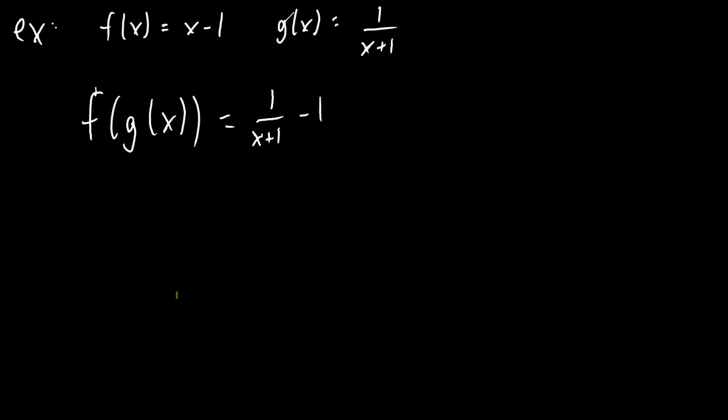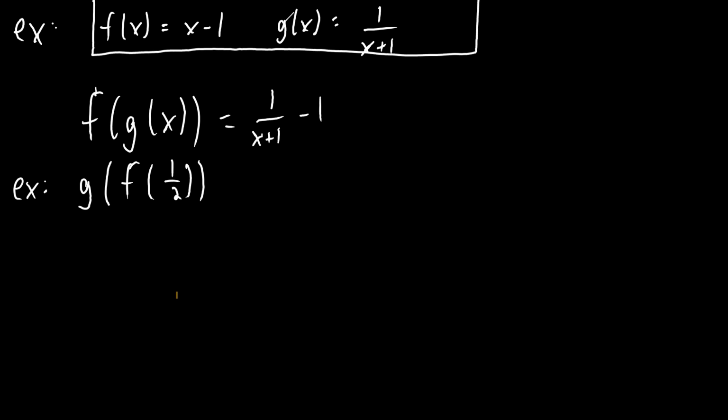Okay, now let's try another example. We're going to use the same functions though, so f of x and g of x are going to stay the same. Now let's try to find g of f of 1/2. Remember, these are our functions that we're looking at. Okay, so plug in 1/2 for x, which is going to be 1/2 minus 1. So this is going to be g of negative 1/2. And so you plug that negative 1/2 in for every x.